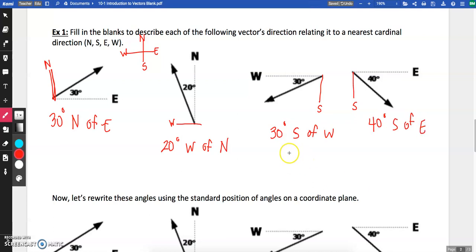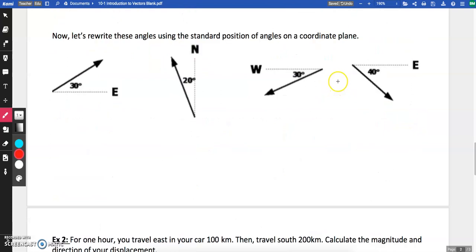Okay, so if we want to write an angle in terms of the cardinal directions, this would be our method of doing that. But we'll look at the same exact angles, and we're going to write them as standard position angles on a coordinate plane. That just means you're going back to what we know about angles from trigonometry, where 0 starts here, moving counterclockwise, 90, 180, your 270 is down here, and we're relating that back to our cardinal directions.